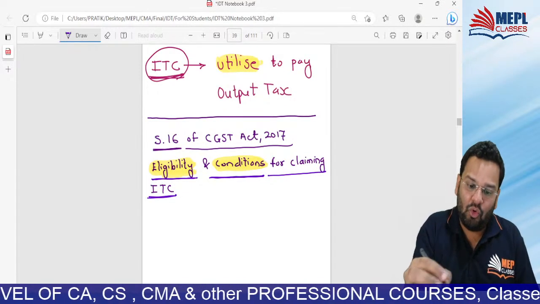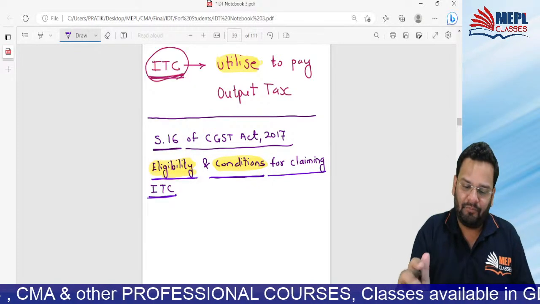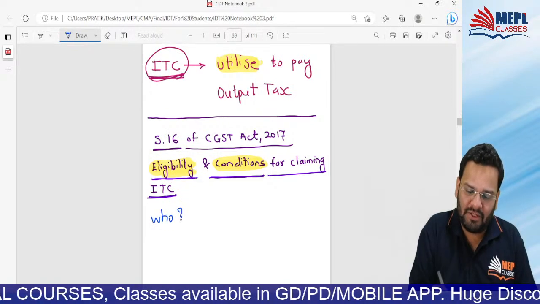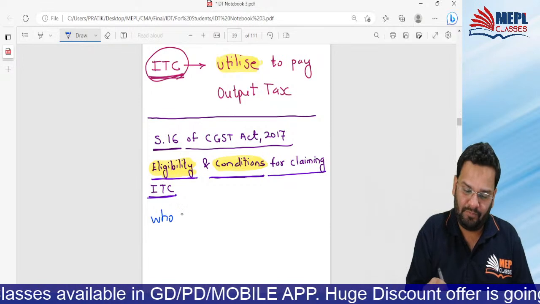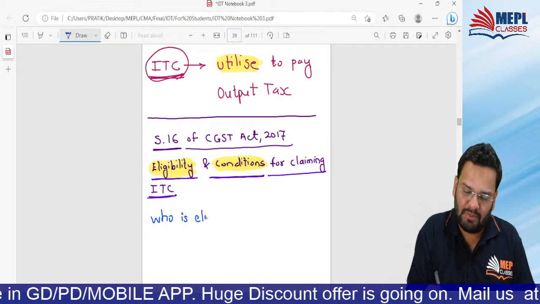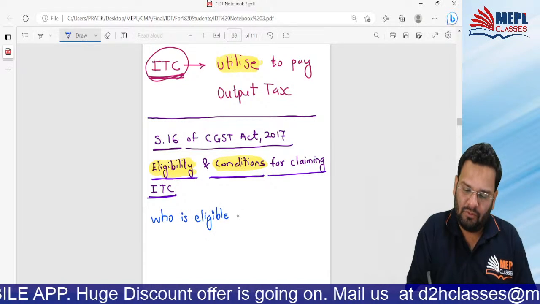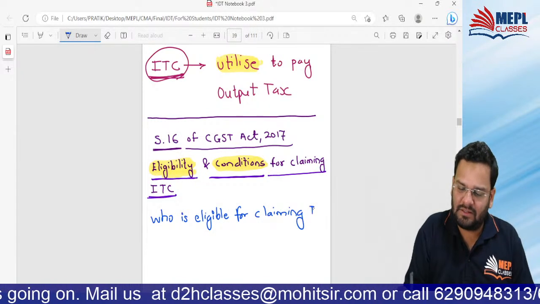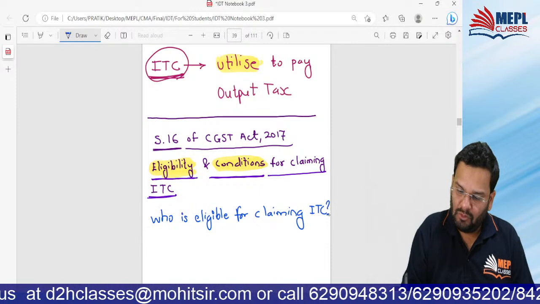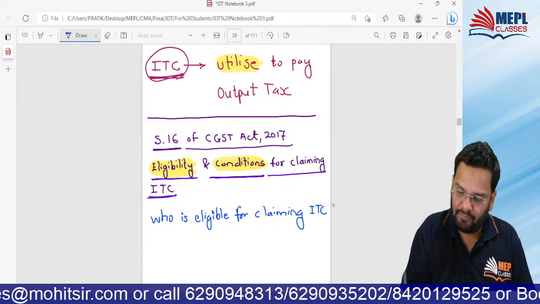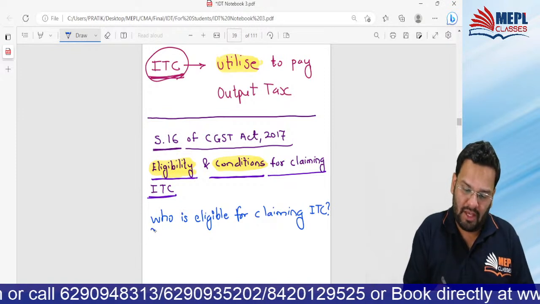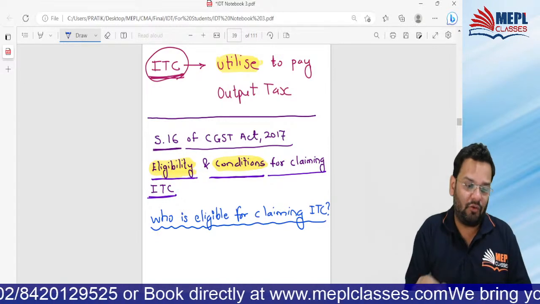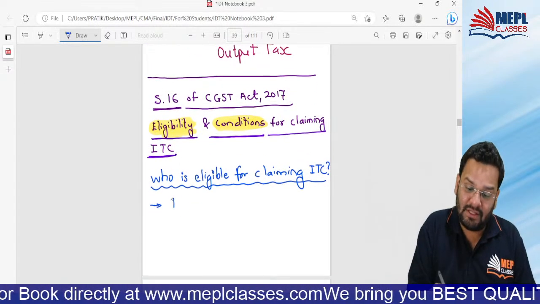Okay. So who will be eligible to claim this ITC? Who can avail this ITC? Any guess? Who will be eligible for claiming ITC? So yes, the common point was registered person. Who is eligible for claiming ITC? Any registered person.